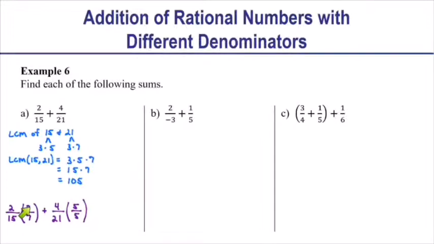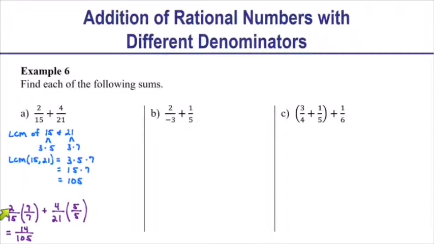Well, any number over itself is 1. So all we're really doing here is multiplying this fraction by 1. And all we're really doing here is multiplying this fraction by 1. And multiplying by 1 doesn't change the value of it. But notice that my 2/15 is going to become 14 over 105. So now it takes 105 pieces to make a whole. I've multiplied the number of pieces it takes to make a whole by 7, but I've also multiplied my number of pieces that I have by 7.